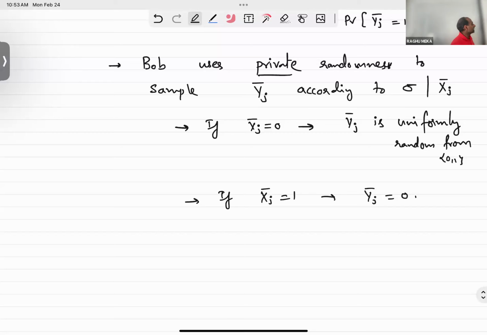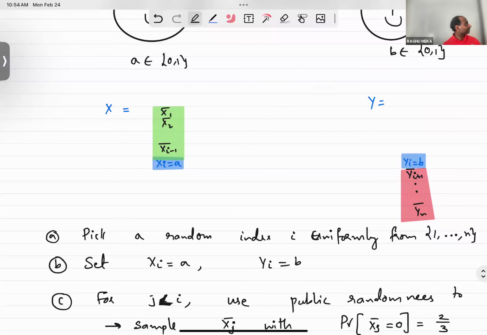Okay. On the other hand, if xj bar equals 1, the conditional distribution is just a single point. Right? So there's only 1, 0. So Bob's output will be fixed. Bob's bit for this particular j will be fixed to be 0. Okay. So that's the cleverness. In some sense, they do this first, these green parts, which are randomly chosen. And then Bob fills out this portion by sampling conditionally.